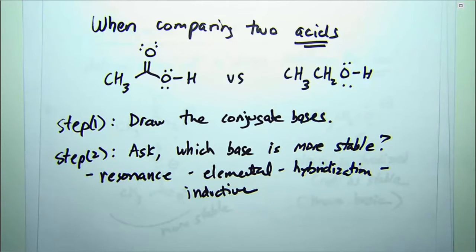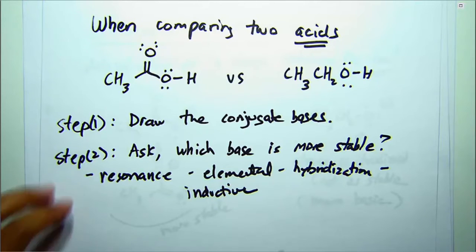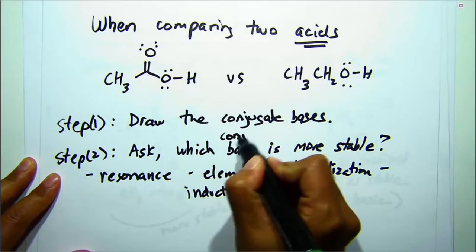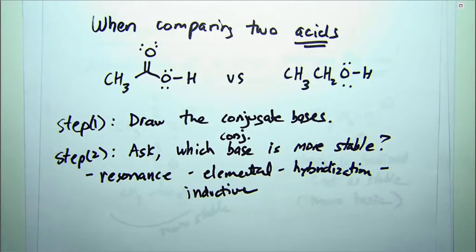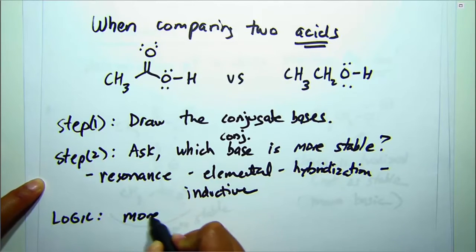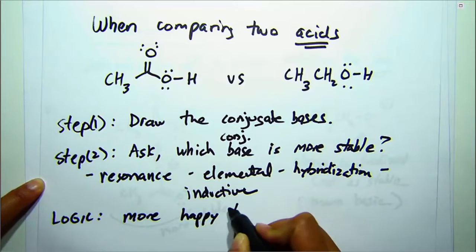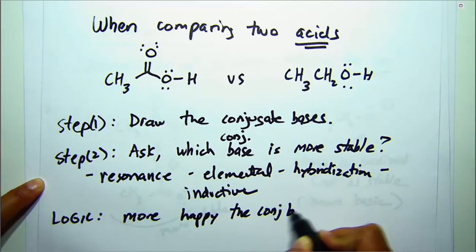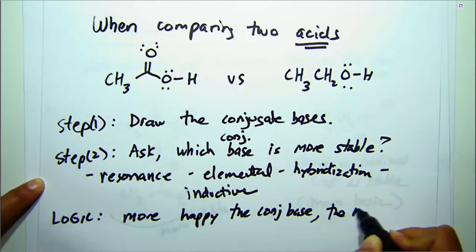After you determine which one is more stable, you can use this logic. So if I'm a very acidic acid, I want to give up a proton, I'm going to form a very happy, stable base. So the more stable the base, the more stable the conjugate base, the more acidic the acid. So here's the logic we use. The more happy the conjugate base, the more acidic the acid.